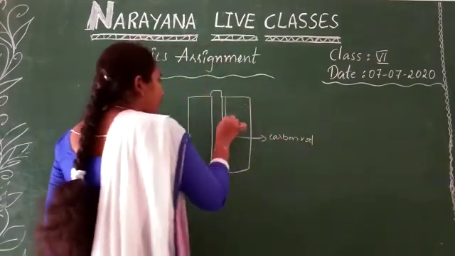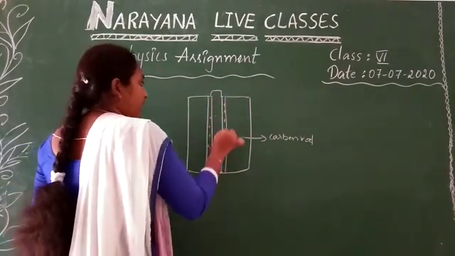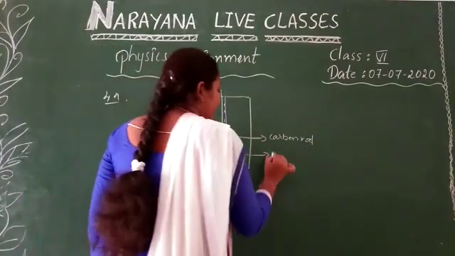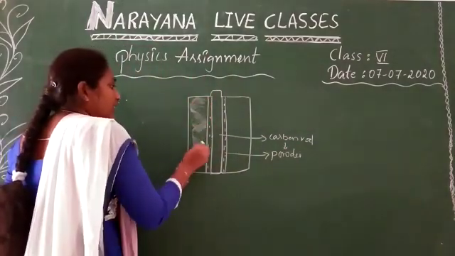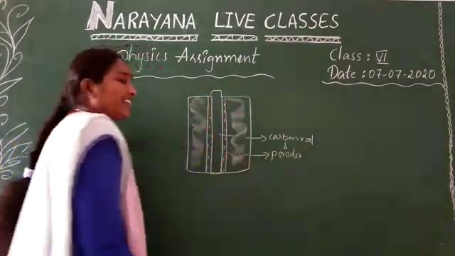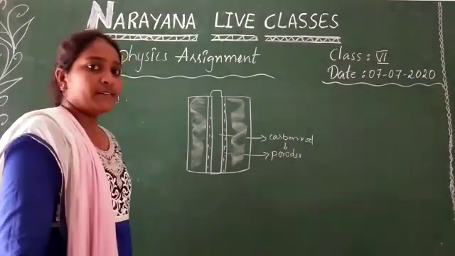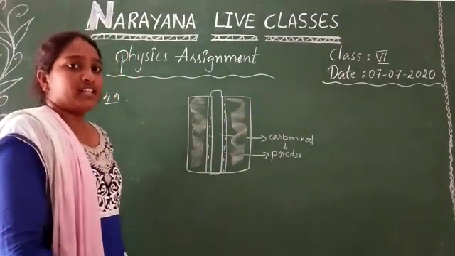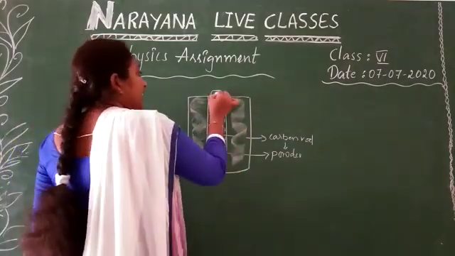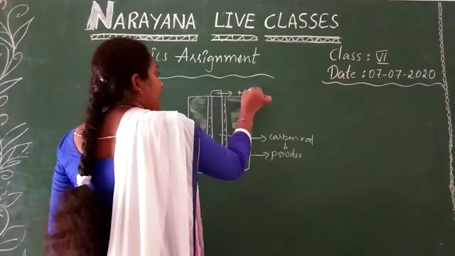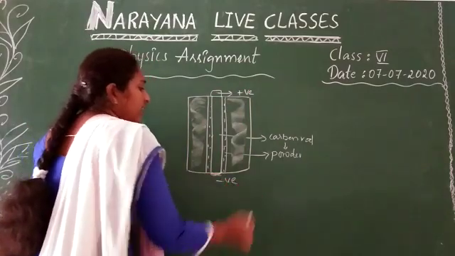Surrounding the carbon rod, it consists of carbon powder. And surrounding the carbon powder, we have a chemical paste, a mixture of chemicals. This metal cap we call the positive terminal. At the other end we have the negative terminal.